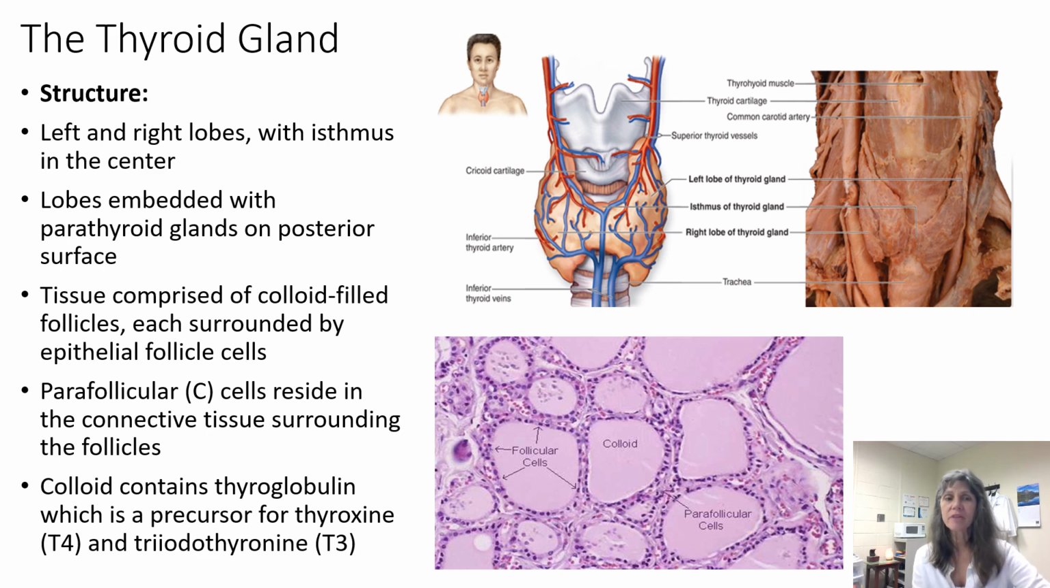They're simple cuboidal epithelium, and these epithelial follicle cells are going to be further surrounded by what are called parafollicular or C cells, which basically live in the connective tissue around the follicles. And colloid is a substance that contains a protein known as thyroglobulin, which is a precursor protein for thyroxine and triiodothyronine, T4 and T3 respectively.